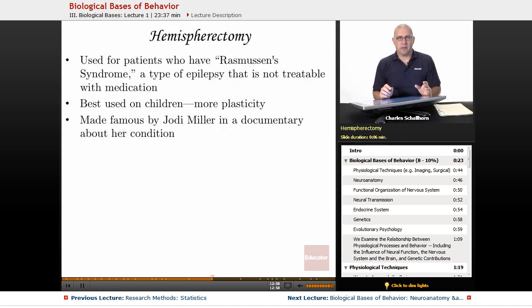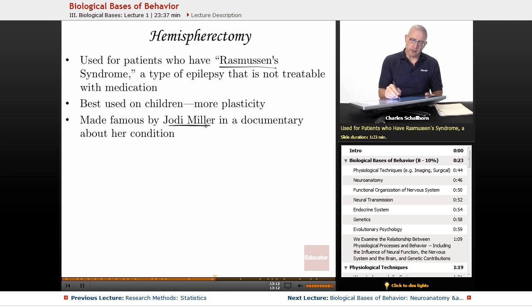Then there's a hemispherectomy. That's removing half the brain. And there's this condition known as Rasmussen syndrome. And there's been some great documentaries that have been on TV, and I happened to see this one. But there was this girl named Jody Miller. And what happened was she had Rasmussen syndrome, and it was a severe form of epilepsy that just took away her ability to function. She was having multiple seizures a day. They were knocking her out. She was becoming injured. And the epilepsy was only going on in the right hemisphere of her brain.